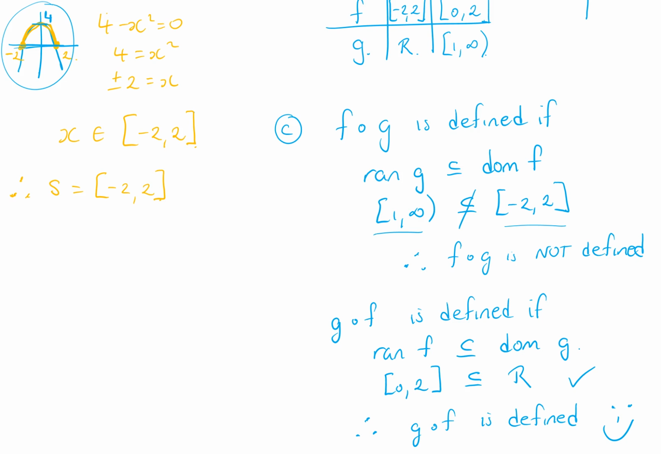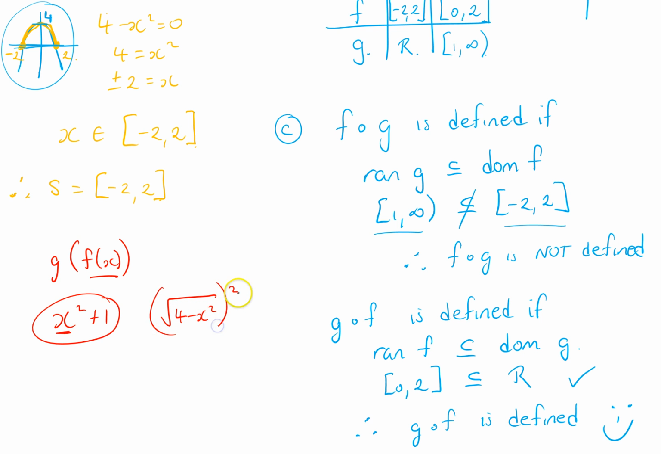It hasn't actually asked us to find the rule, but let's pretend it did. The gof rule, now that we've said it's defined, is the same as saying, what's g of f of x? So in other words, we're going to substitute the f of x rule inside the g of x rule. So f of x was the square root of 4 minus x squared, and we're going to put that into the g of x rule. So everywhere there's an x, we're now going to put the f of x rule. So it's going to become the square root of 4 minus x squared, all squared, plus 1. And obviously, square root and square cancel each other out. So that's 4 minus x squared plus 1, which is 5 minus x squared. So if it did ask you for the rule of gof, then it would be 5 minus x squared.